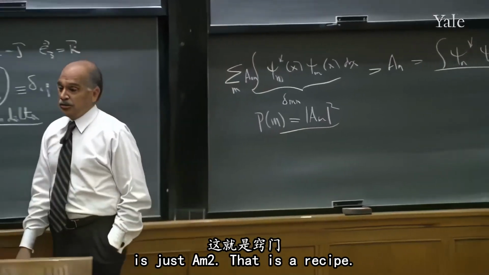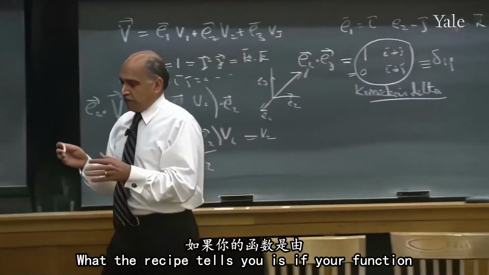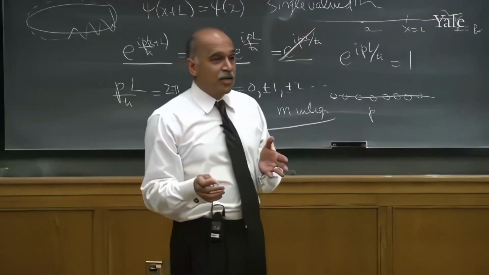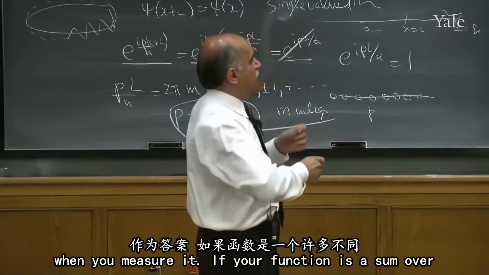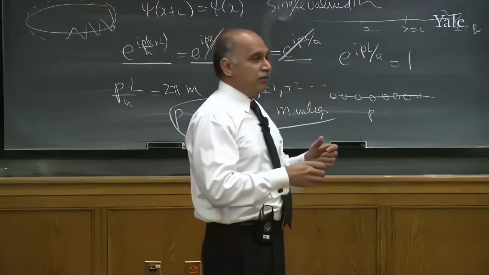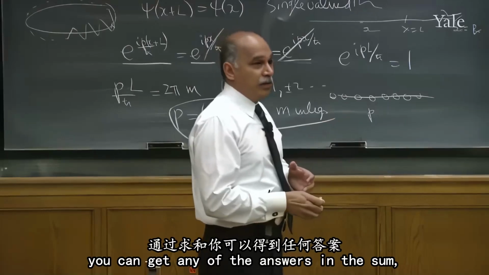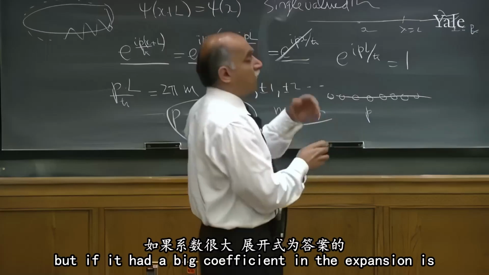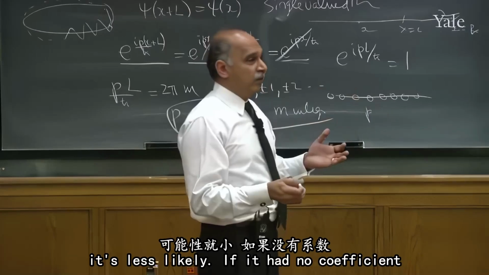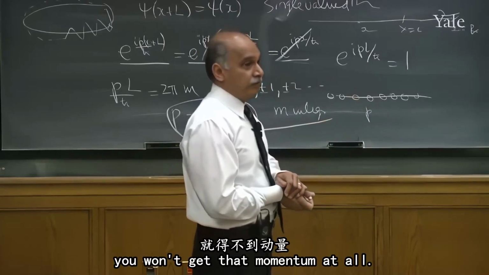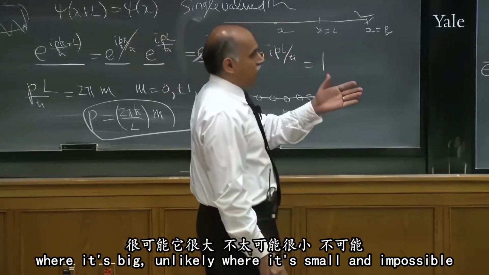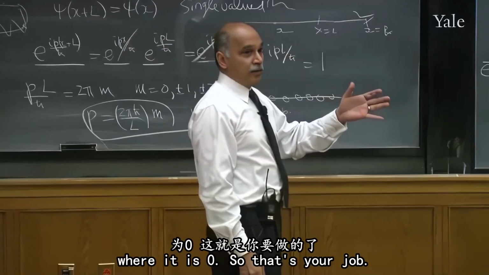That is a recipe. What the recipe tells you is, if your function is a special function with a definite momentum, of course you will get that momentum as the answer when you measure it. If your function is a sum over many different momentum functions, then you can get any of the answers in the sum, but if it had a big coefficient in the expansion, it's more likely to be that answer. If it had a small coefficient, it's less likely. If it had no coefficient, you won't get that momentum at all. That's like saying if you had psi of x, it's likely where it's big, unlikely where it's small, and impossible where it is 0.